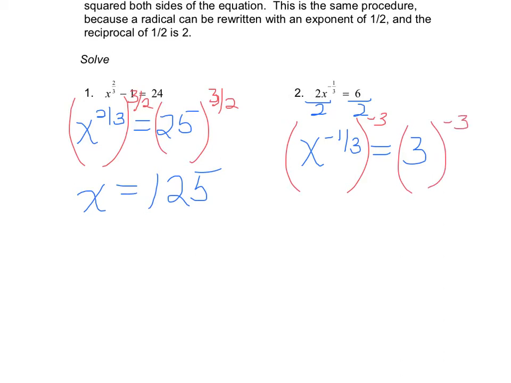So a negative 1/3 times a negative 3 is a positive 1. So on the left we have x to the first, which is x. And on the calculator, 3 raised to the negative 3rd power comes out to be a decimal. We want to change it to a fraction, so it's 1/27. Just to save a little time, I'm going to tell you if we put it back into the problem, it does check. All right, with that being said, let's move on to another couple.